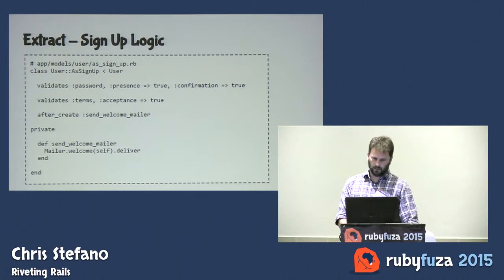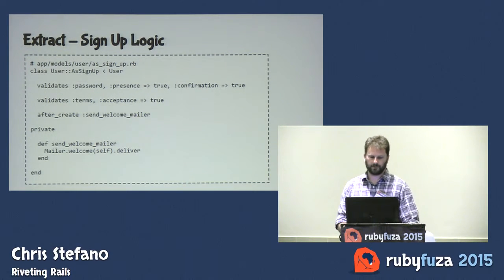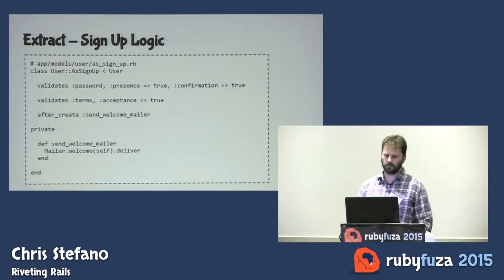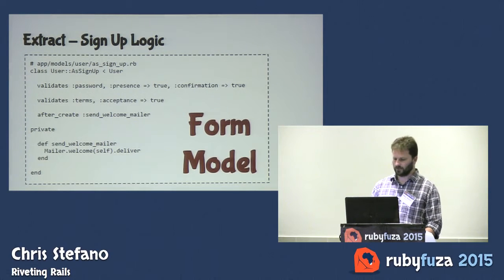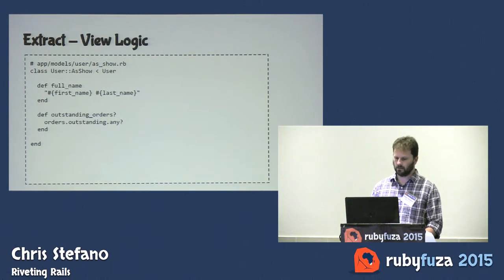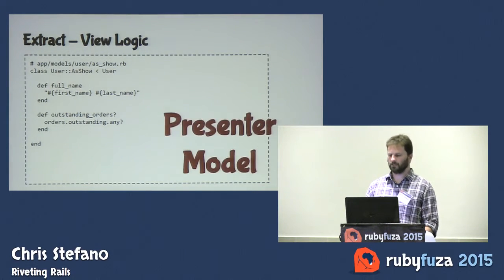Next, I looked at, well, there's a process where my user can sign up and at which point he needs to have a password and accept terms and conditions and send a welcome email. So it made sense to abstract that logic out. And I discovered, well, this is actually a form model that I've created, although I'm still just inheriting from the user base class. Next, looking at the view logic, I extracted out a view model, which abstracted the full name functionality, and a query that gave me a list of outstanding orders. And that's my presenter model.